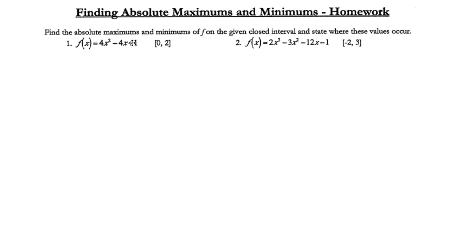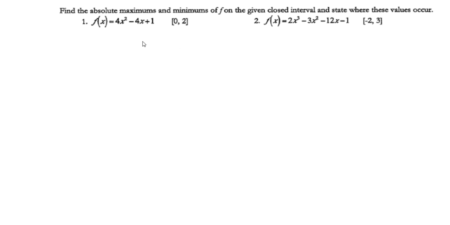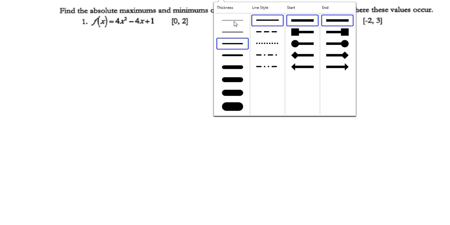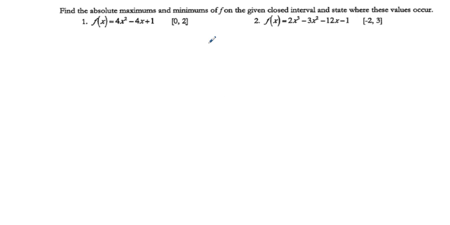Okay, first one, find the absolute maximums and minimums of f on the given closed intervals and state where these values occur. So we're going to do problem 1 here. One thing that we talked about in class is something called a candidate test. And what are the potential candidates? Well, there are two potential candidates for values to consider.